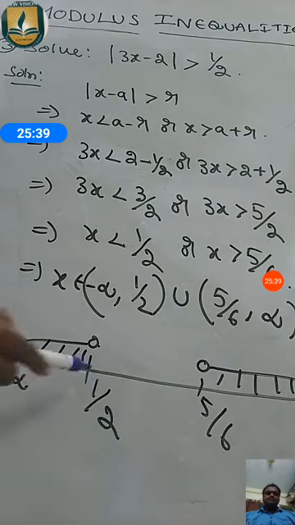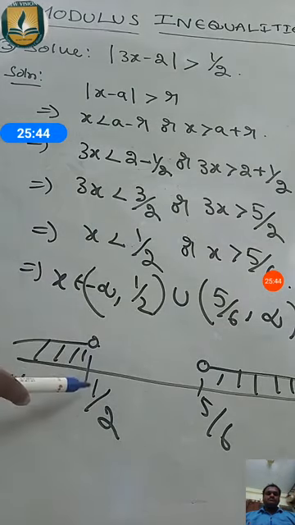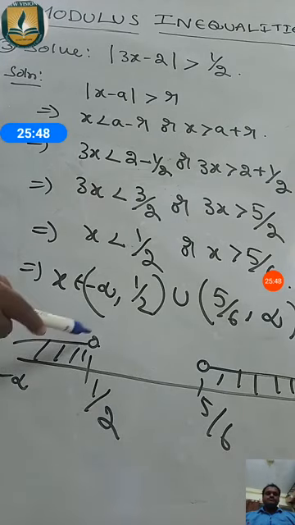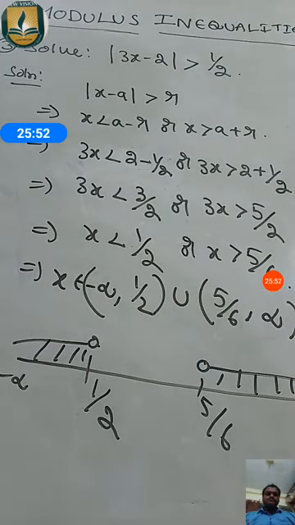We can represent that on the real number line also, from minus infinity to plus infinity. Here you have 1 by 2 and 5 by 6. x less than 1 by 2 means this part, x greater than 5 by 6 means that part. Like this, my dear students, we can solve these problems.